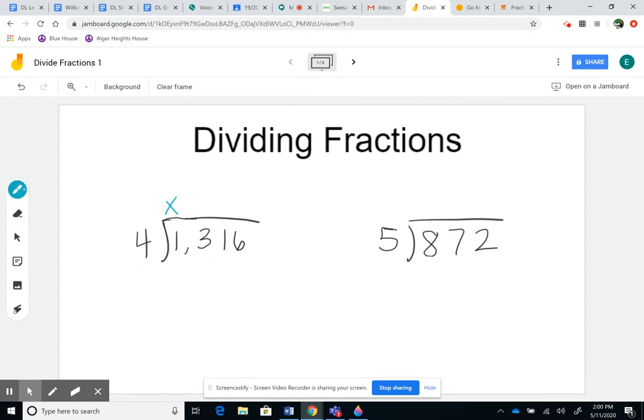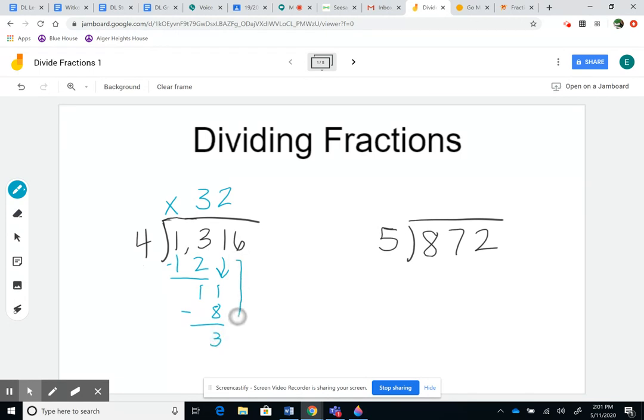Hopefully you said 3. 3 times 4 is 12, and 13 minus 12 is 1. Now 4 can't go into 1, so we're going to bring our next number down, which is a 1, and our new number is 11. How many times does 4 go into 11? The answer is 2. 2 times 4 is 8, and 11 minus 8 is 3.